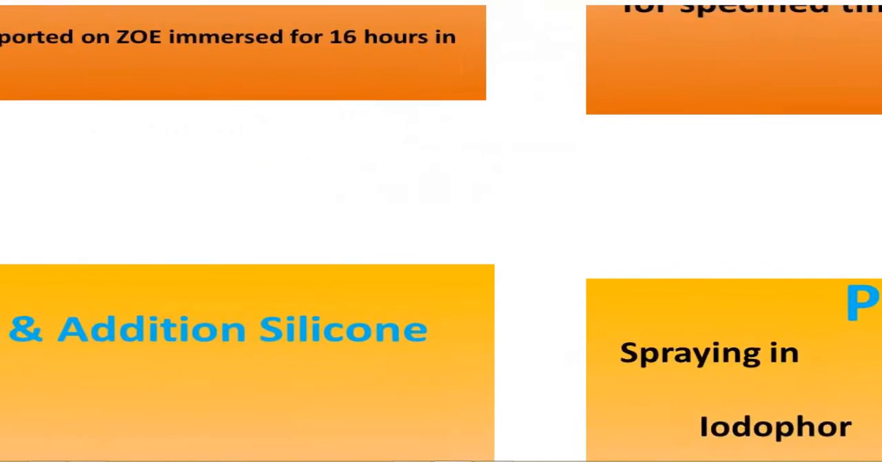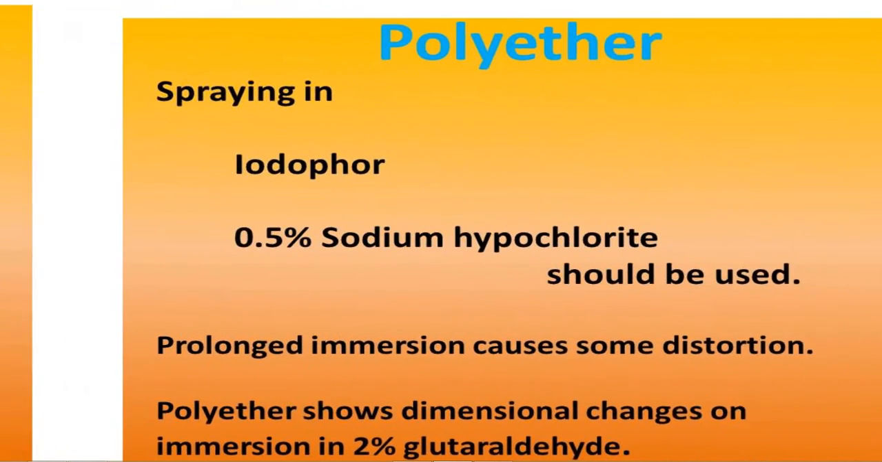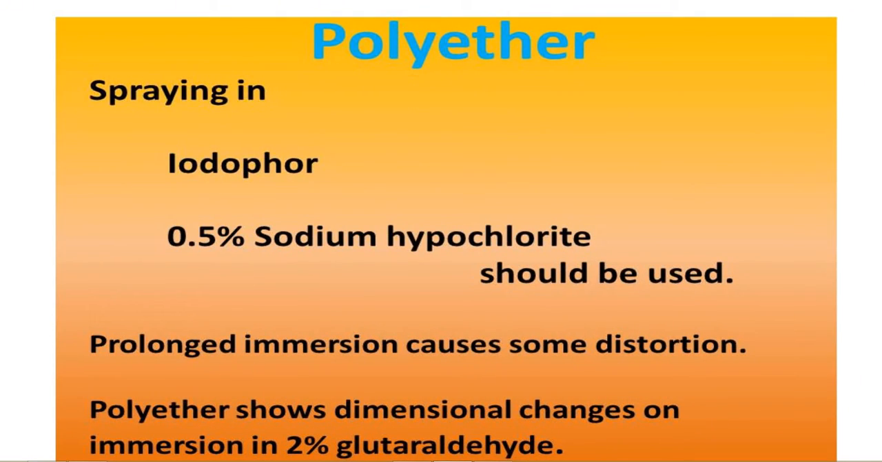Coming on to elastomeric impression materials, that is polysulphide and addition silicone. This can be disinfected by glutaraldehyde, iodophor or 0.5% sodium hypochlorite. And polyether can be disinfected by spraying iodophor or 0.5% sodium hypochlorite, and prolonged immersion can cause distortion. Polyether shows dimensional changes on immersion in 2% glutaraldehyde.